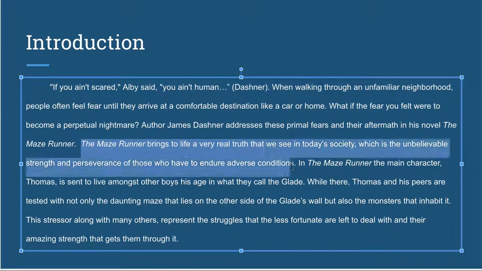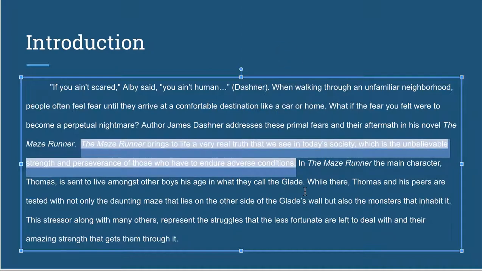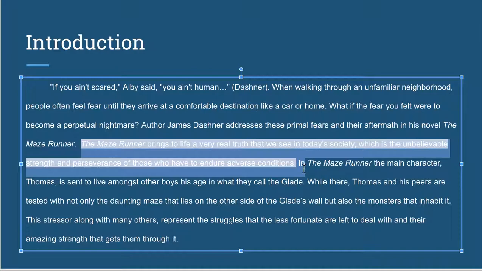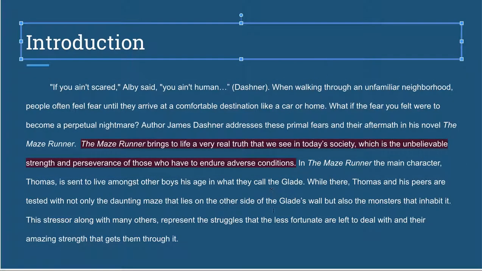I'm going to highlight this sentence. And the reason I'm going to highlight this sentence is because I think this is the thesis. Oh, that didn't work, did it? Okay, hang on. Let's highlight this a different color. How about maroon? Okay. And we'll talk about that in a minute.